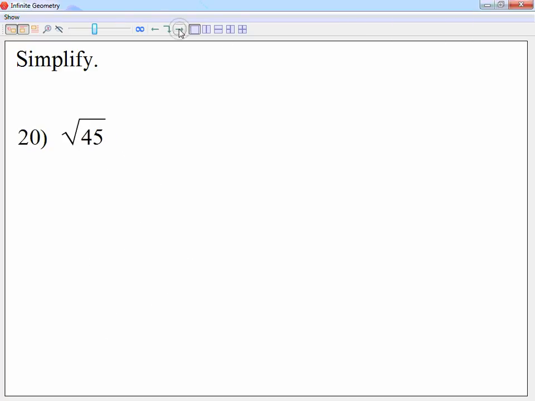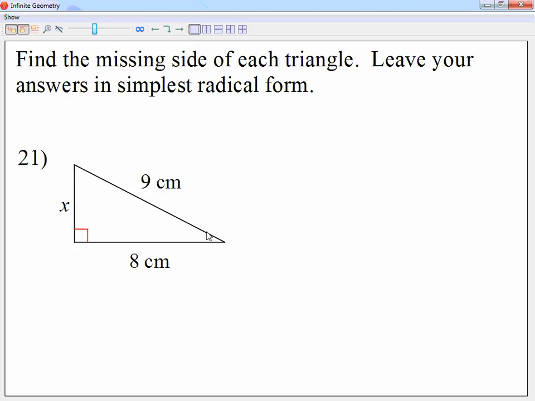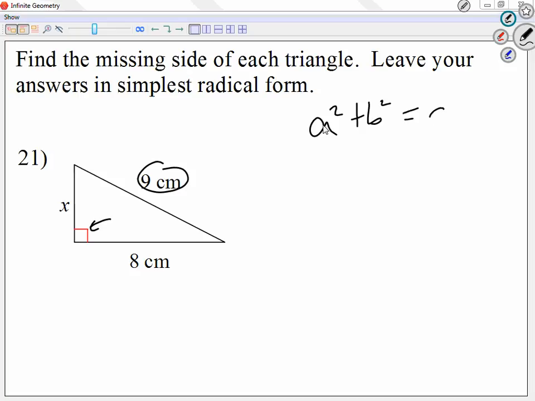All right, now looking at number 21, find the missing side of each triangle. Leave your answers in simplest radical form. From the 3 sides, the biggest is 9. Right, I'm comparing the length. The biggest is 9. Because I have a 90-degree angle, I'm going to use Pythagorean theorem. I know Pythagorean theorem is a squared plus b squared equals c squared, where c is the biggest. So I'm going to write this as x squared plus 8 squared is equal to 9 squared.